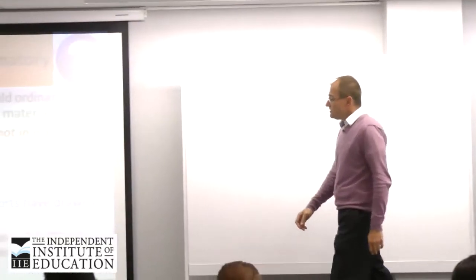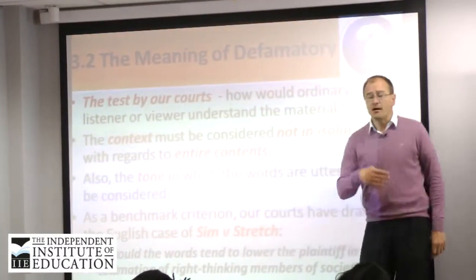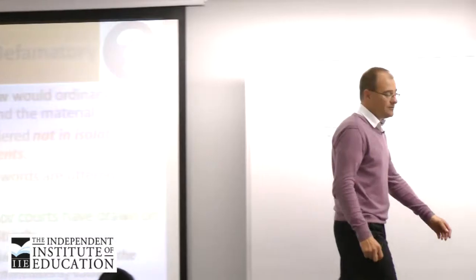Now, right-thinking members of society is normally what we say today, the reasonable person. In other words, they're not insane, they're not underaged, they're normal people. So if the normal people in society will think that his estimation is lowered, then that is the benchmark that the court uses. Good.